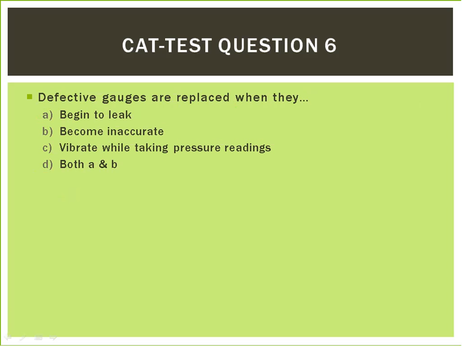CAT test question number 6. Defective gauges are replaced when they A, begin to leak, B, become inaccurate, C, vibrate while taking pressure readings, or D, both A and B.